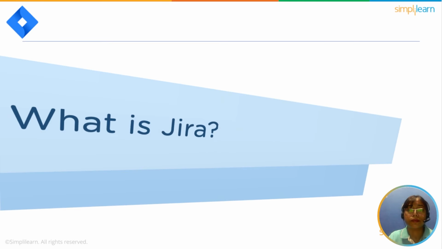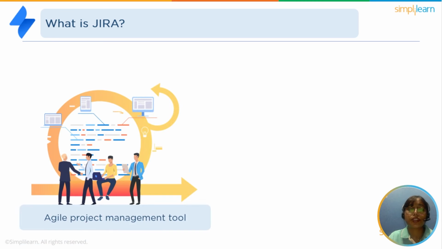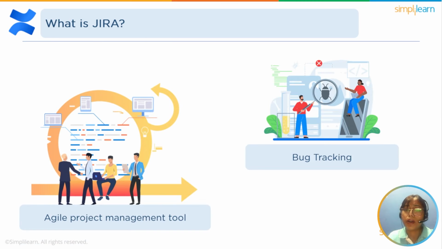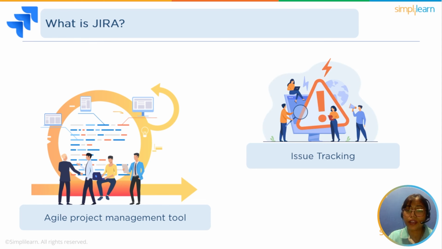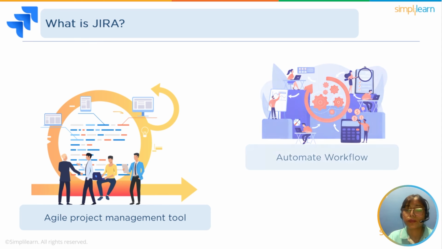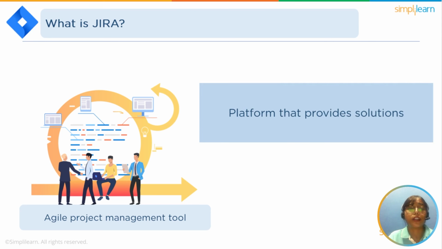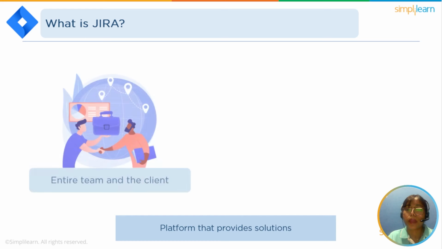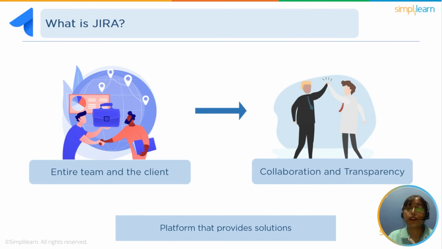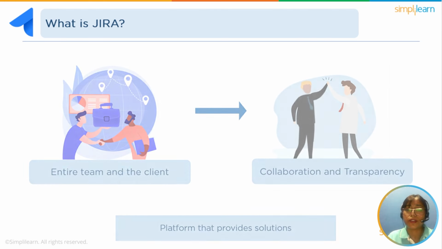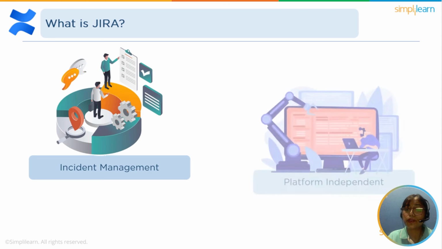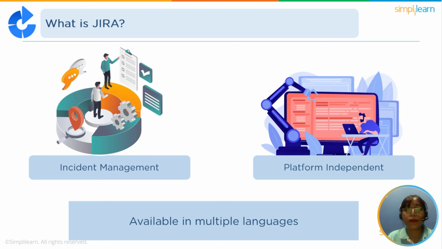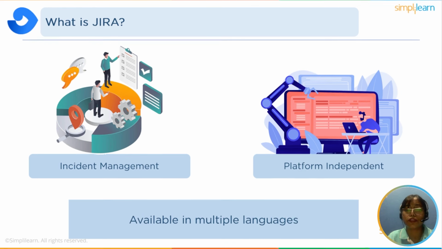What is Jira? Jira is an agile project management tool used for project management, bug tracking, issue tracking, and automating workflow. It is also the solution that provides concepts and solutions to the entire team and the clients, allowing for collaboration and transparency. It is an incident management tool and a platform independent tool that can run on any platform or operating system, and also a multilingual tool.